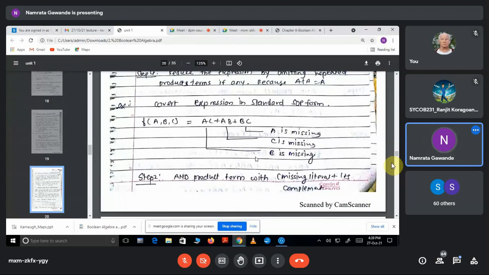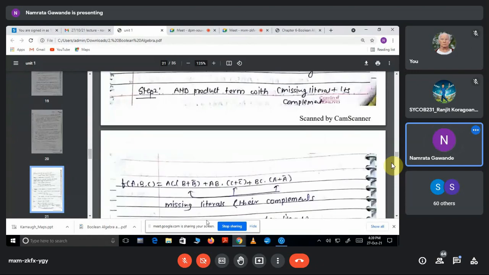What you can do? This is the first step that is done. The next step, you have to take AND of those product terms with the missing literal. Now what you can do? Here A, here C, and here B. Okay. See here, AC, you have to take the AND, and whenever you are taking the AND, after that in the bracket, you have to consider that missing literal and its complement. But you have to take the ORing of those. So B plus B bar.